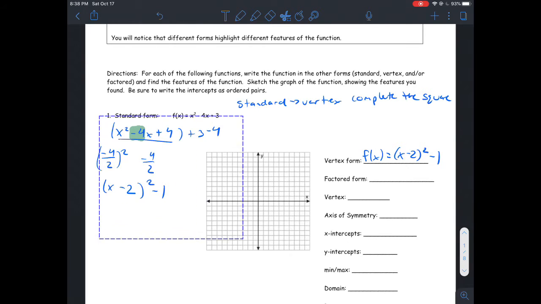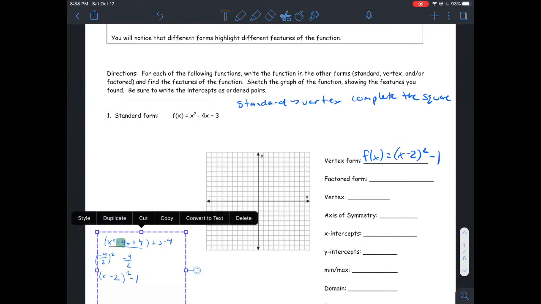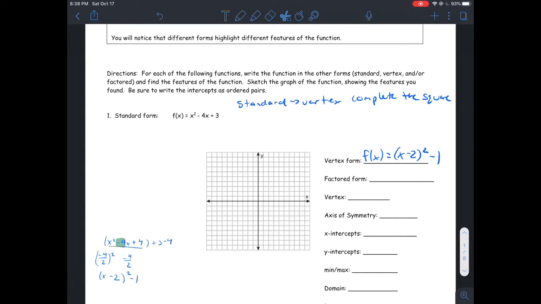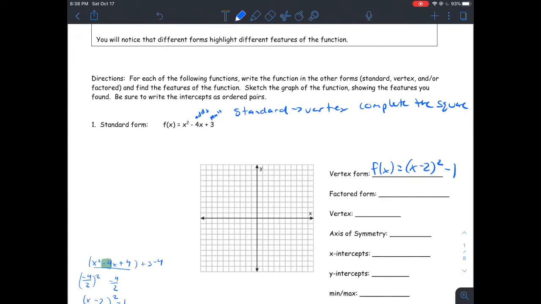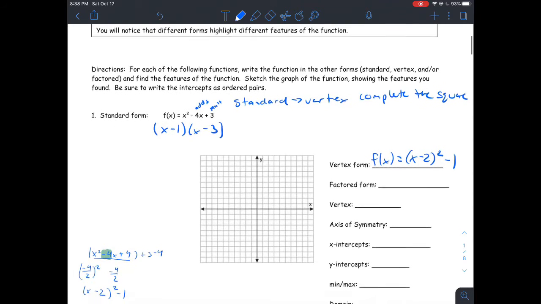All right. Now they want it in factored form. So we got it in vertex form. Let's get it to factored form. Hopefully by now you are comfortable with factoring, right? This is one of the ones where, again, we don't have a leading coefficient, so we just need to find something that multiplies to give us a 3 and adds to give us a negative 4. When I think about 3, really my only options are 1 and 3, and since it's negative, it's going to be x minus 1, x minus 3. So the factored form of this parabola is going to be x minus 1, x minus 3.